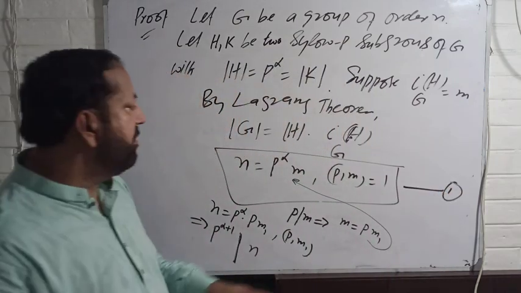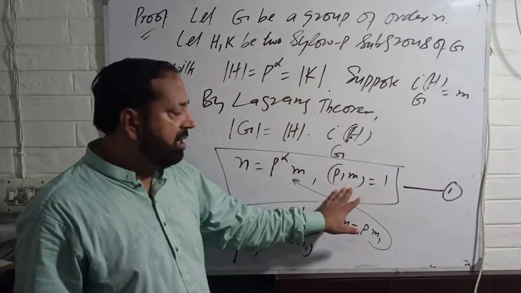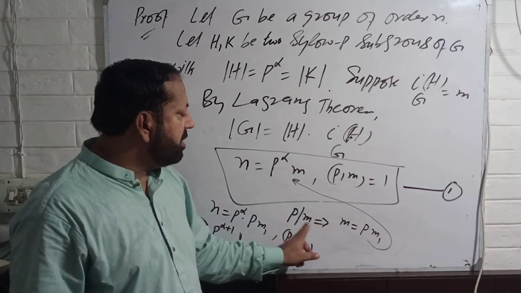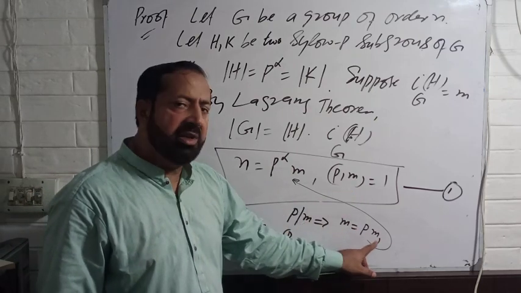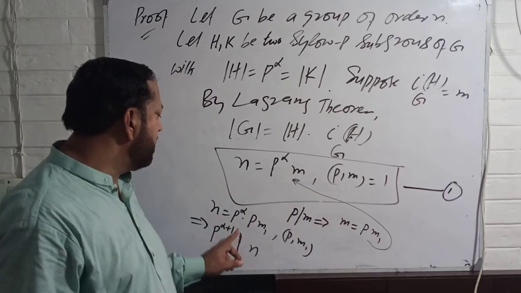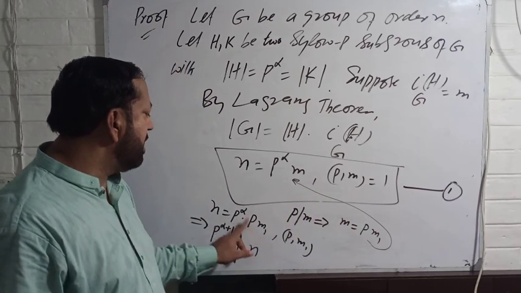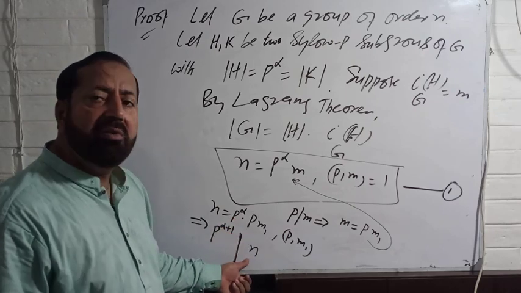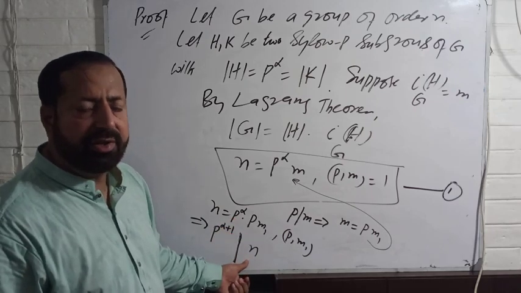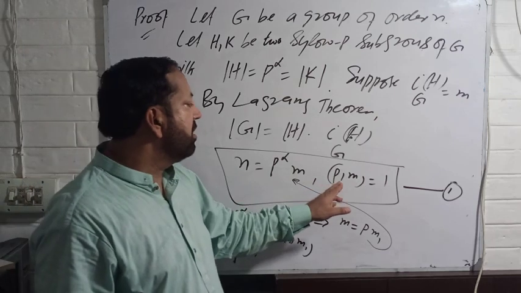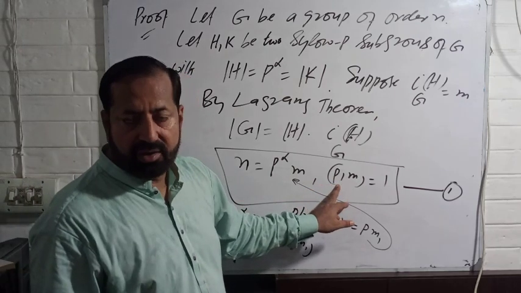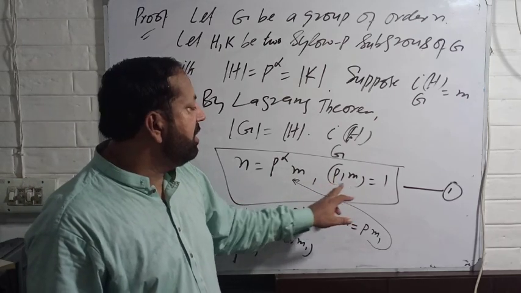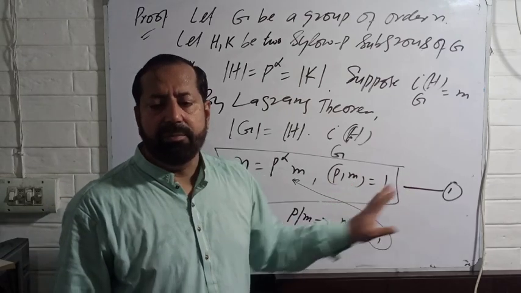I am saying that if this is not the case, then of course P will divide m. This implies m must be equal to some P m1, and after putting here, you will get P power alpha into P m1, means P power alpha plus 1 m1. This means that P power alpha plus 1 divides order of G, a contradiction. That's why this is a very important condition, that P and m are relatively prime.